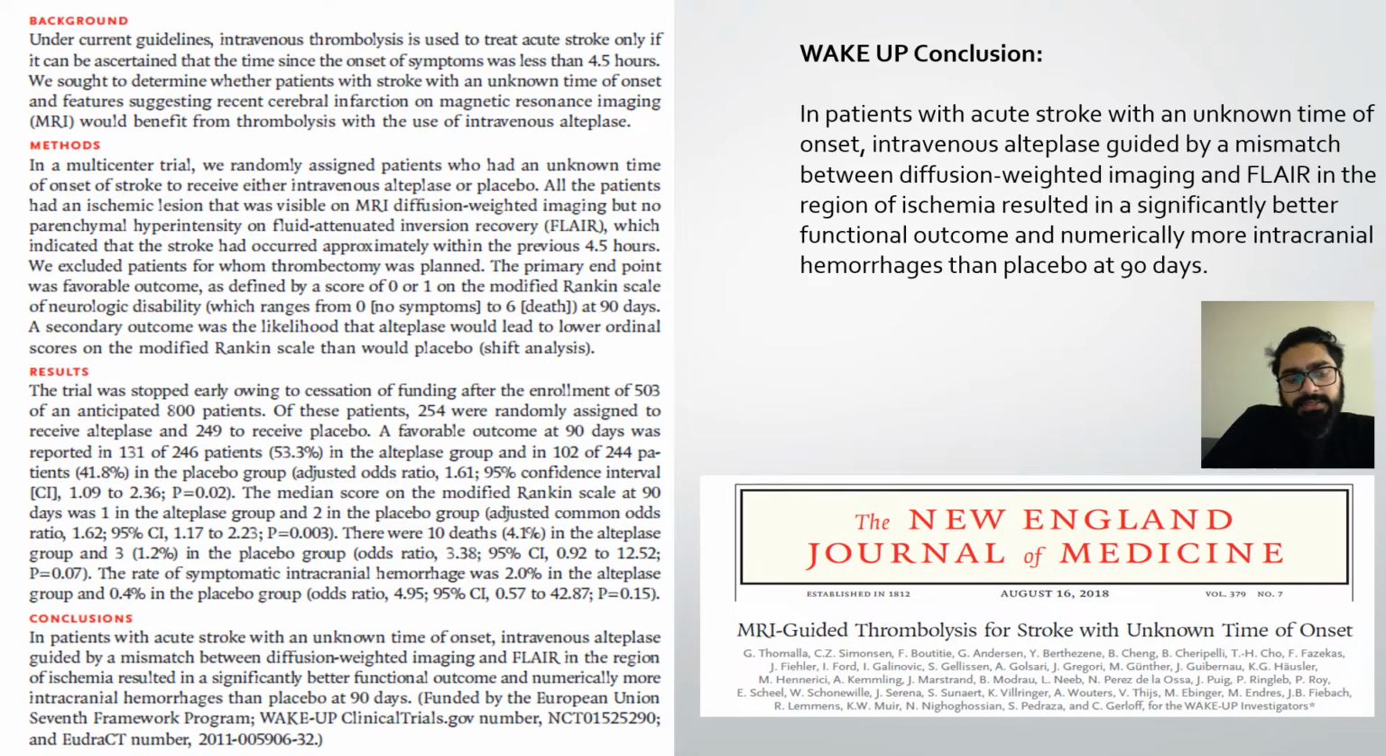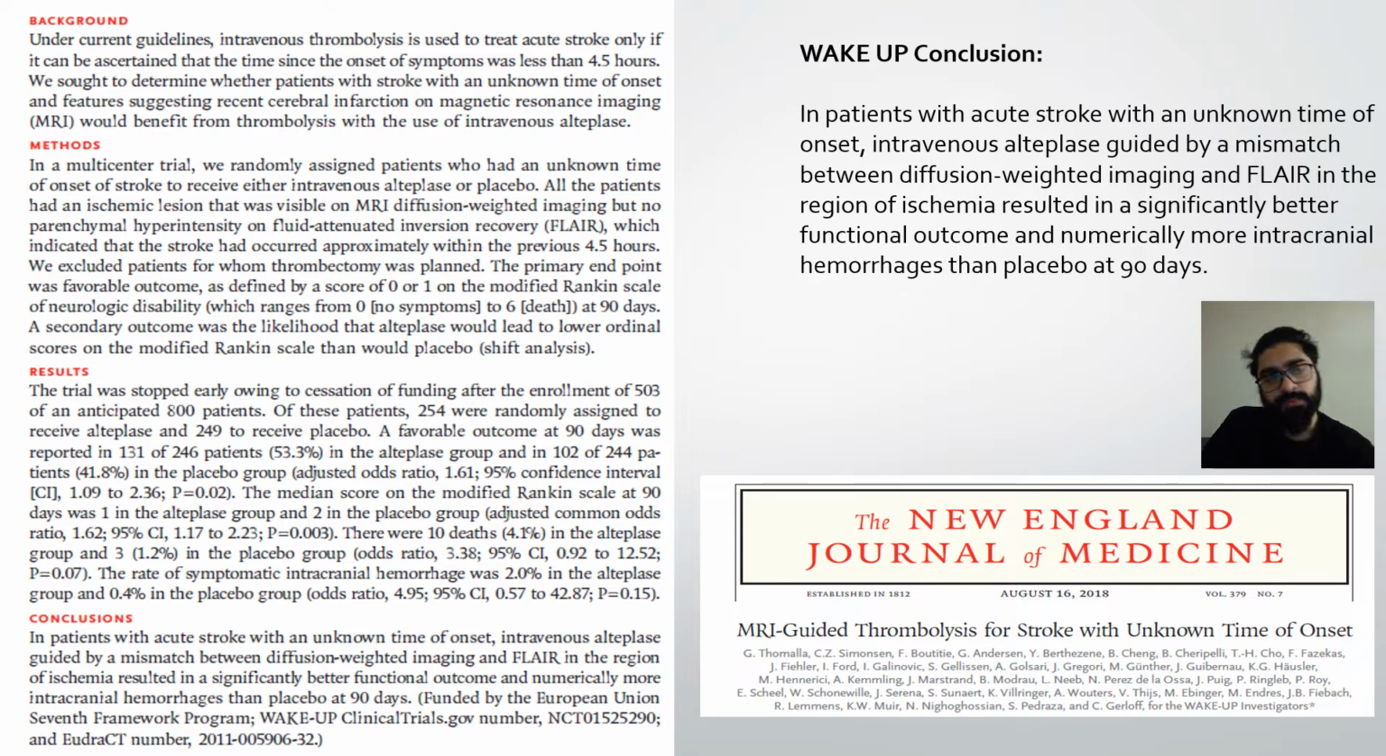So if you see the results of this trial, there was an observation that out of 503 patients, there were 254 who were randomly assigned to receive alteplase and 249 who did not receive alteplase. At 90 days, their primary outcome measure was an MRS improvement, which is the modified Rankin score, to assess whether there was a favorable outcome or not.